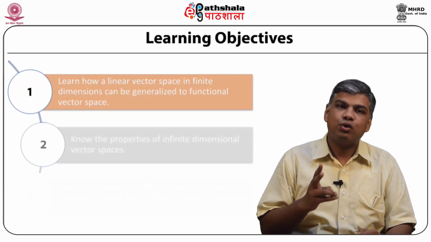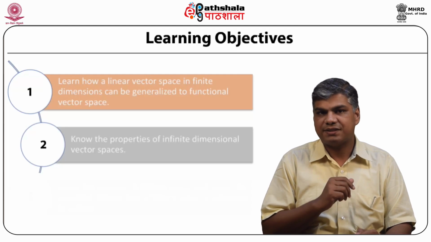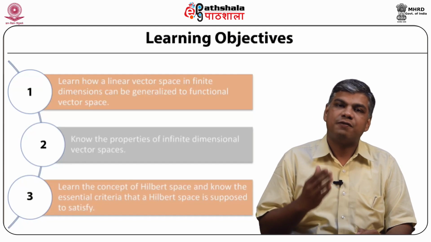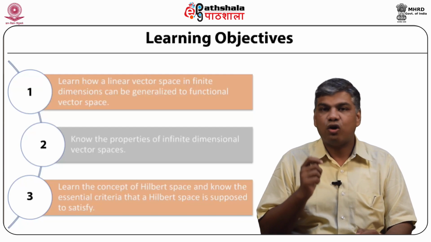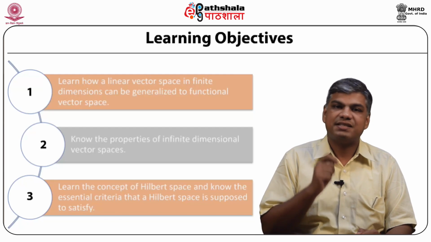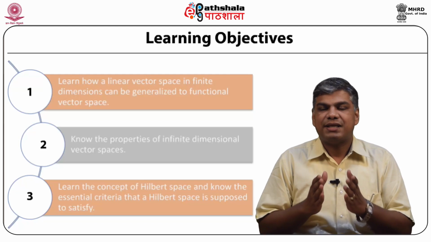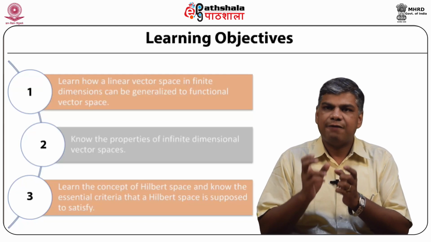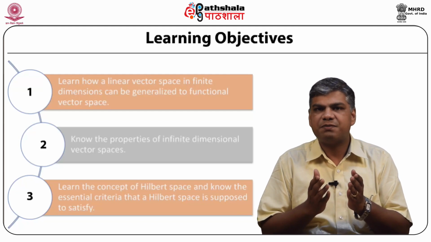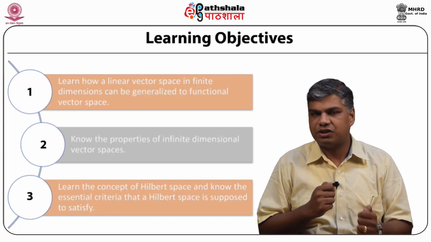Secondly, we'll know the properties of infinite dimensional vector space. Thirdly, we'll learn the concept of Hilbert space and also know the essential criteria that a Hilbert space is supposed to satisfy. Further, we'll also know that in case of a Hilbert space, if the linear vector space satisfies the desired criteria, the Hilbert space can be both finite dimensional as well as infinite dimensional.